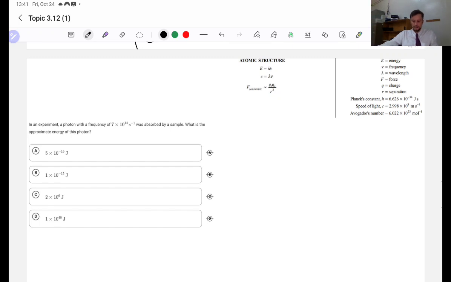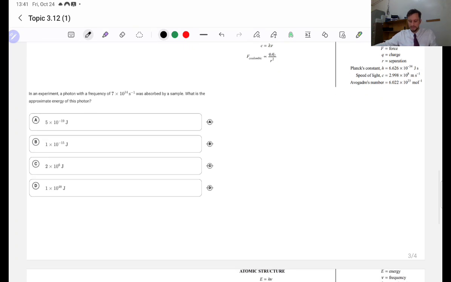So the first one: in an experiment, a photon with a frequency of 7 times 10 to the 14th power s to the negative 1, which means that many times per second, that's the frequency, was absorbed by a sample. What is the approximate energy of this photon? So we have our two equations that we can look at.